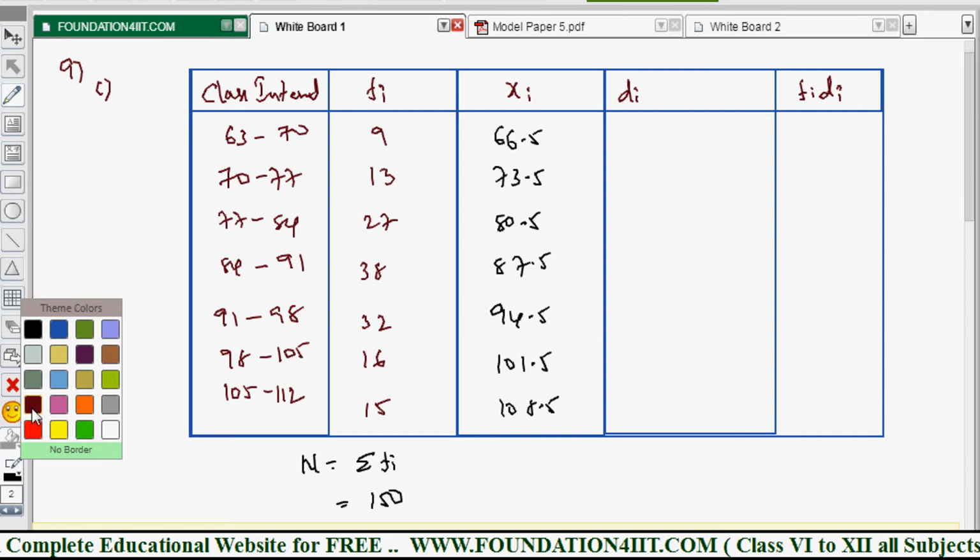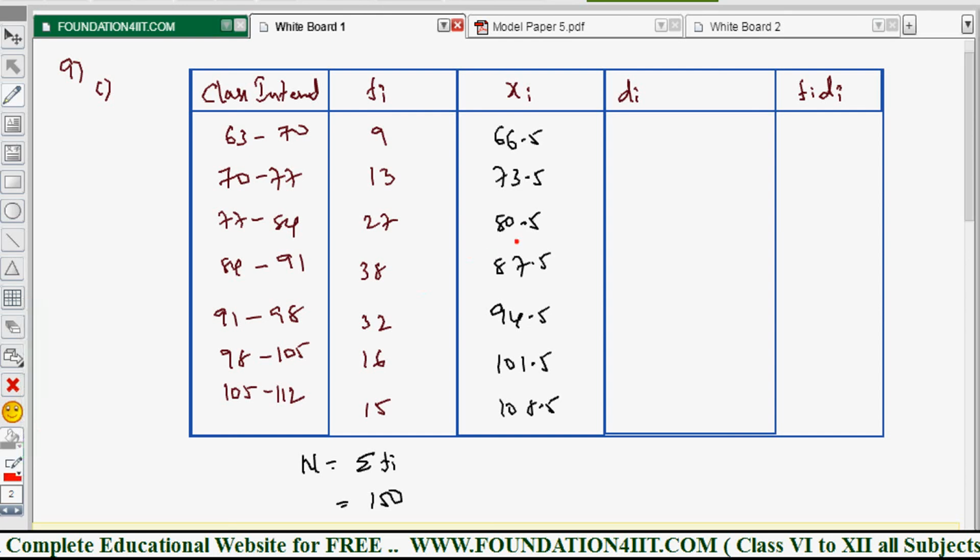Let us assume one value from xi. Let me assume the mid value with 38, the highest frequency, as the assumed mean. Then di is equal to xi minus a. So xi is 66.5 minus 87.5, which is minus 21, and 73.5 minus 87.5 is minus 14, and this is minus 7. You get the same 0, 7, 14 and 21. For fi di, we multiply the fi column and the di column.